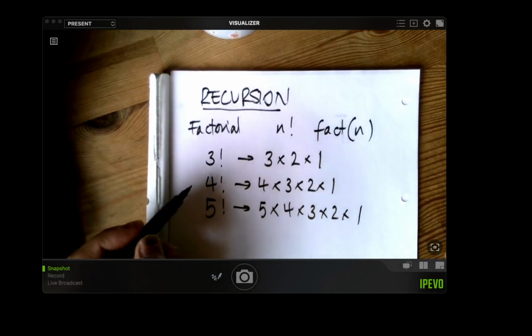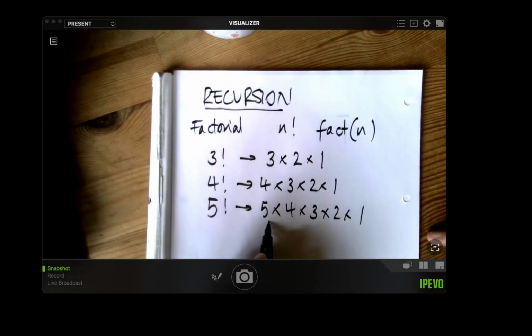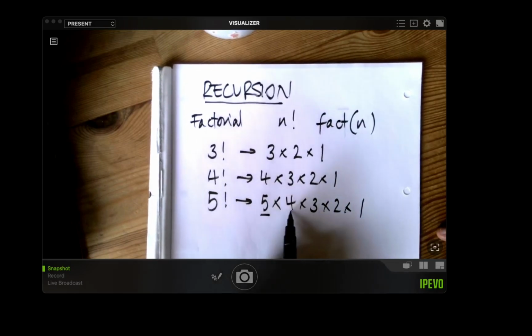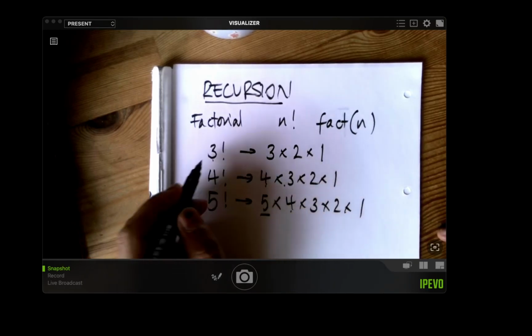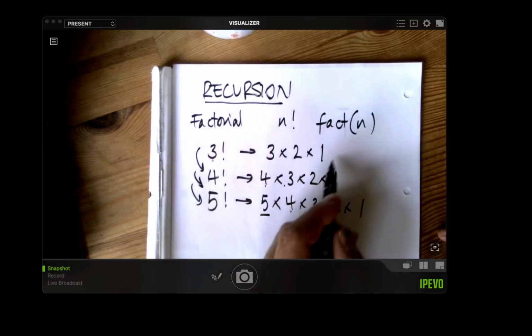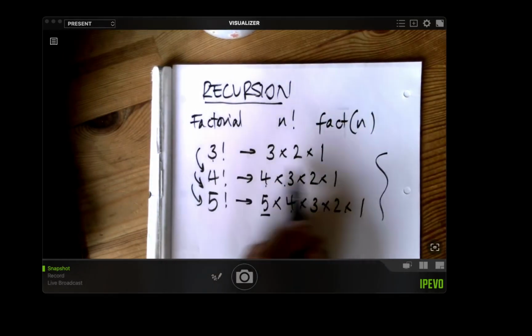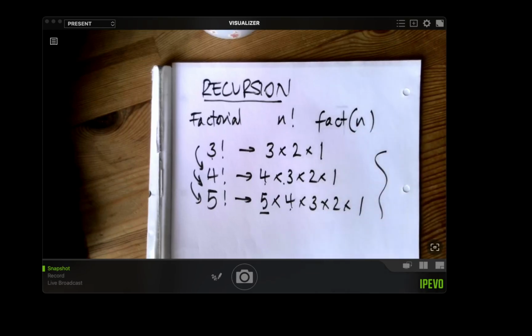Now what's interesting is that if you look at 5 factorial, it is essentially 5 times 4 factorial. And 4 factorial is essentially 4 times 3 factorial. And so you start noticing this relationship as you move up with increasing numbers. You can see that there is a pattern here in the way that factorials are constructed. So let's look at how we would define that in terms of a recursive function.